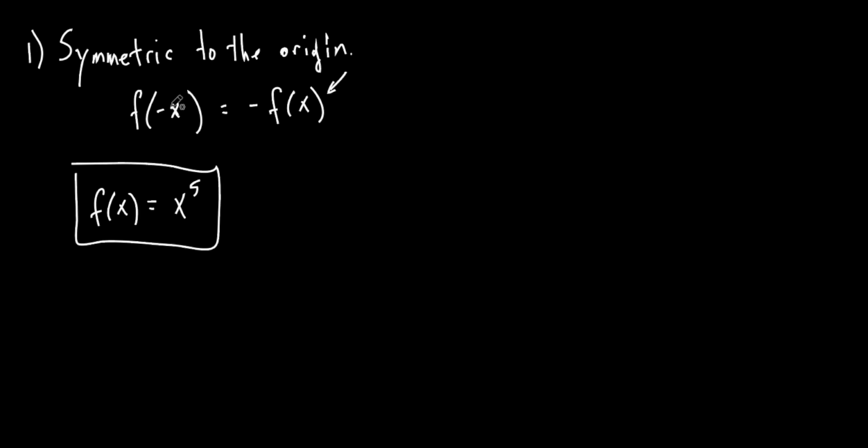So what are we going to do? We're going to replace the x with a negative x. Here's our function, x to the 5th, so I'm going to replace that x with a negative x. Everybody see that? So now let's work this thing out. Let's simplify it a little bit. What is a negative anything to a 5th power? It's going to be negative, isn't it? So this is going to be negative x to the 5th. Do you see that?